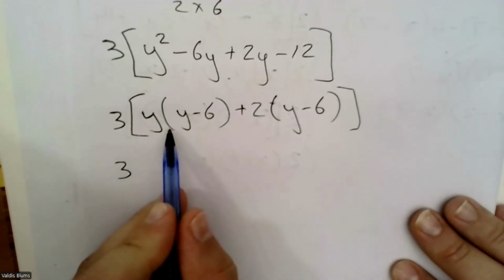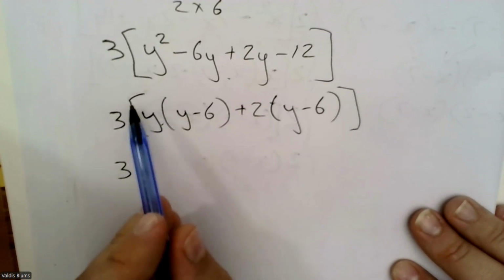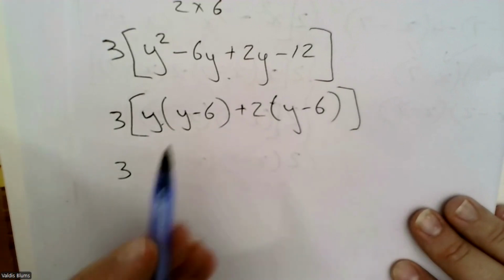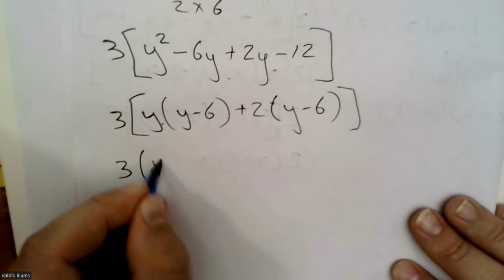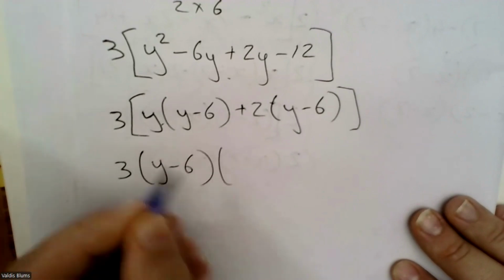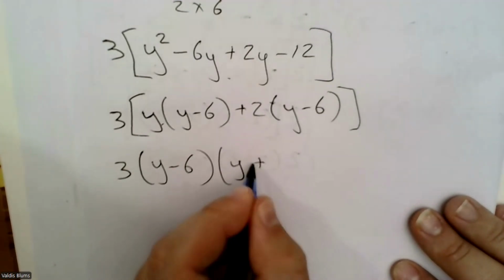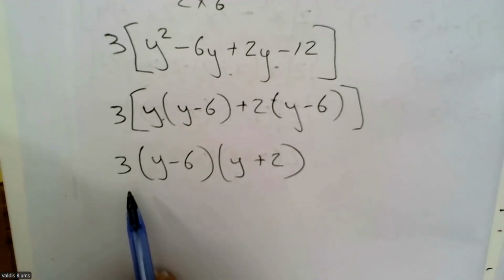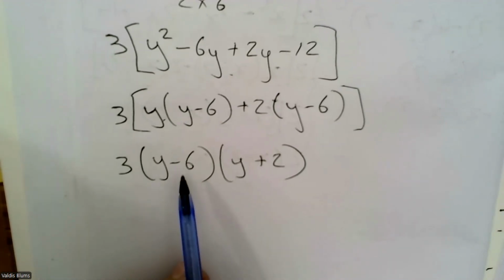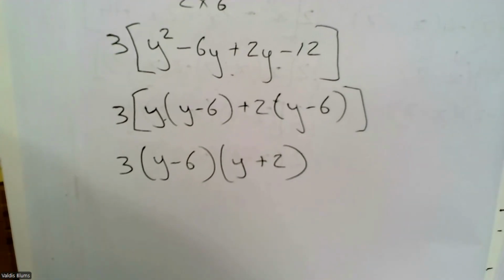Now, in the next step, I'm going to factorize the middle stuff again. So I'm also going to just get rid of these square brackets because they won't be necessary. Now, if I'm pulling out y minus 6 of each of these two terms, I'll be left behind with a y from this first term and a positive 2 from this second term. So this should factorize into 3, and then one of your second set of brackets should be y minus 6, and another set of brackets should be y plus 2. And we'll leave it there for this video.